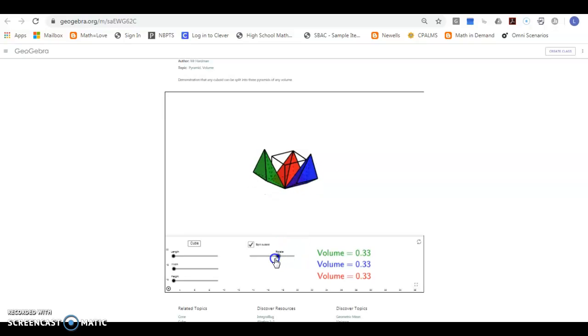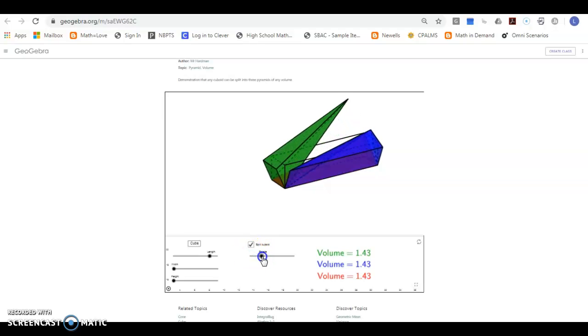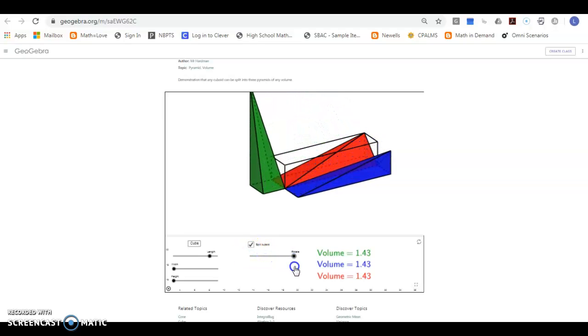Now let's put it back to how it was. And now let's change it. Let's change the cube so that it will turn into a prism. Okay. So this prism again can be split into 3. There you go. And as you can see, the volume of each pyramid, the volume of the green, red, and blue are all equal.